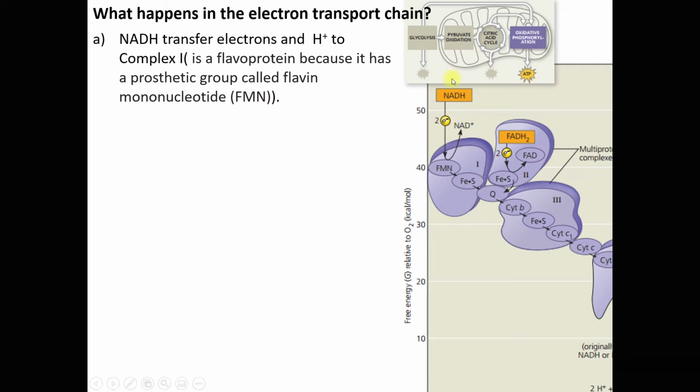Now this complex 1, right, is a flavoprotein. Okay, because this complex 1 has a prosthetic group that is called the flavin mononucleotide, FMN. Remember earlier I said complex 1, complex 2, complex 3, complex 4 and cytochrome C oxidase, they are all protein except ubiquinone. Okay, so complex 1 is a flavoprotein because of the presence of the flavin mononucleotide.